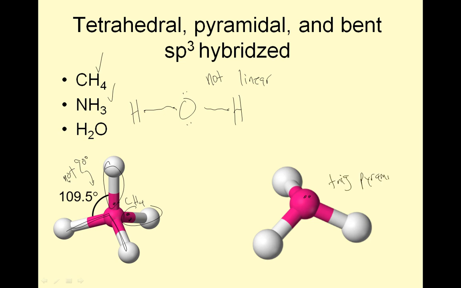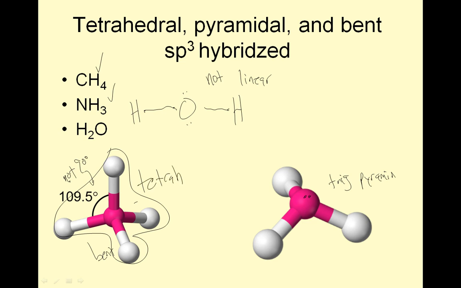This part right here, what water is, is bent. And then what this is here, drawn like this, is tetrahedral. Tetra means four, hedral means sides. Tetrahedral.